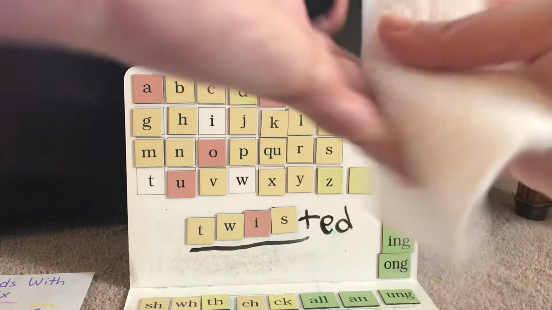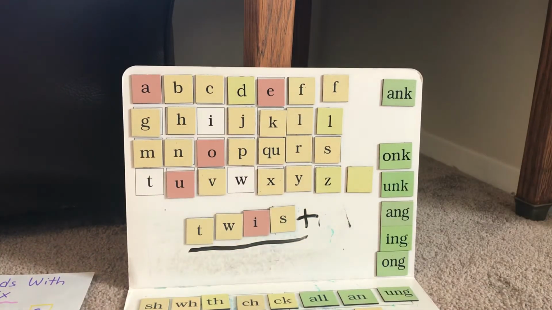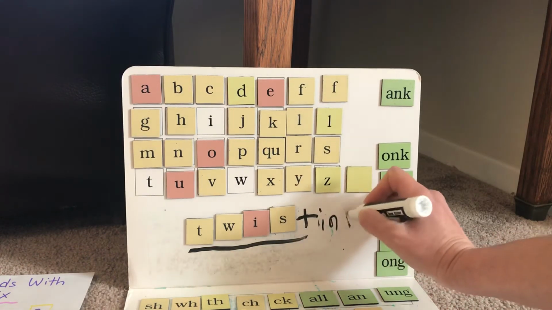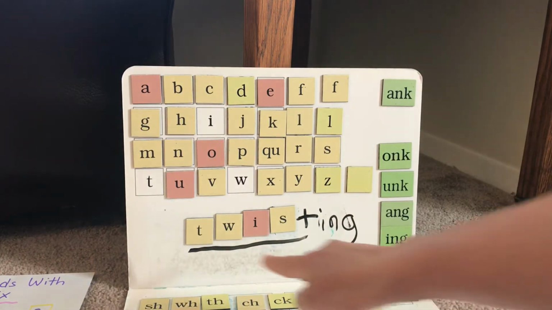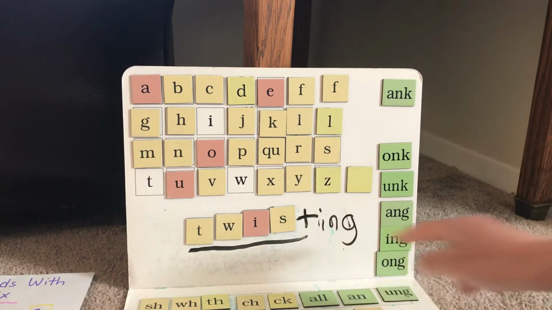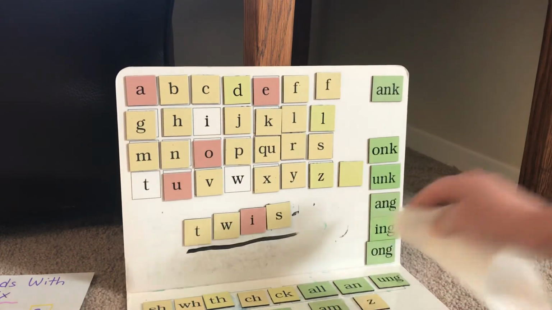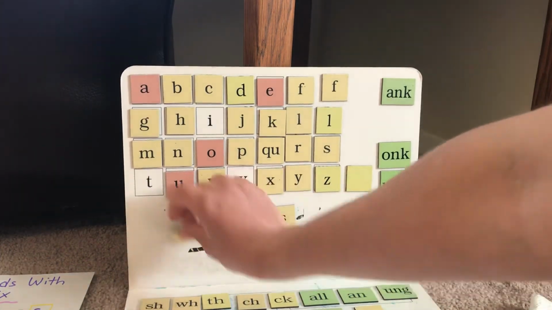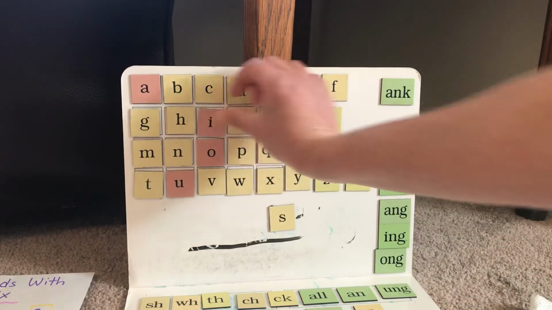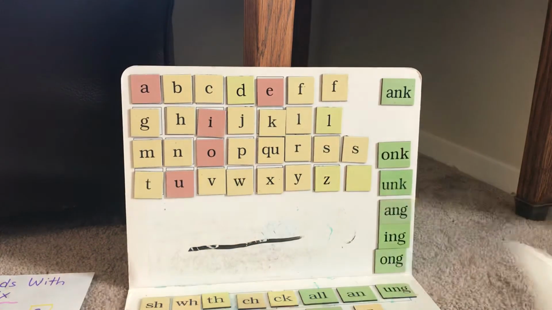We can also make twist ing. So we can add our ing. So now it says twist ing. Twisting. All right, let's put twist away. And I already erased my T.